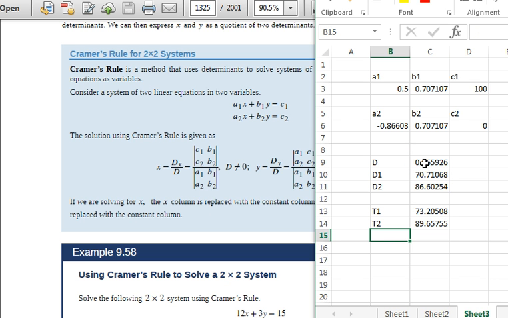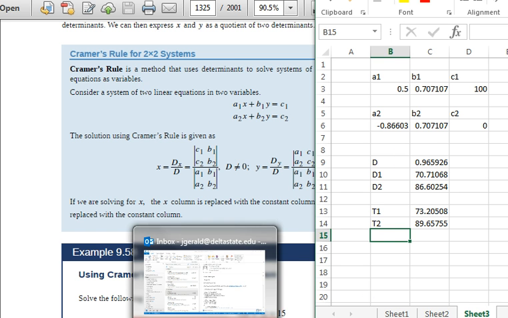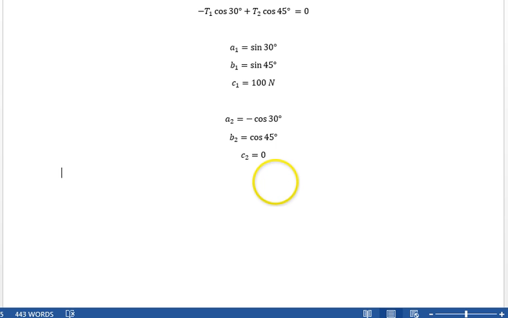73.2, 89.7. All right. So T1 is 73.2 newtons. And T2 is 89.7 newtons. And that is the answer to this problem.